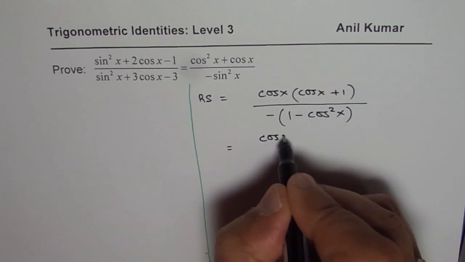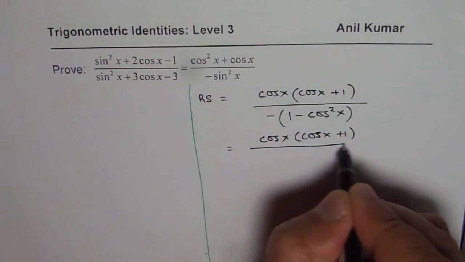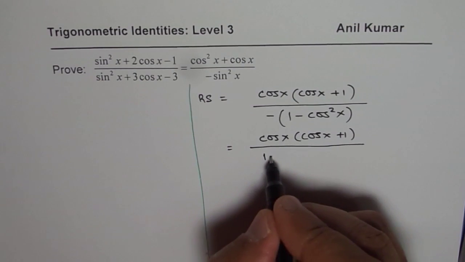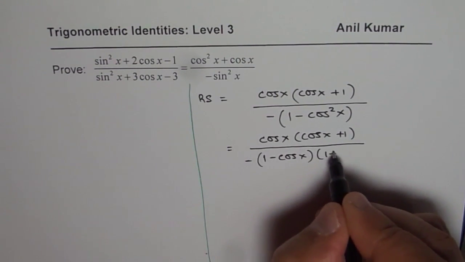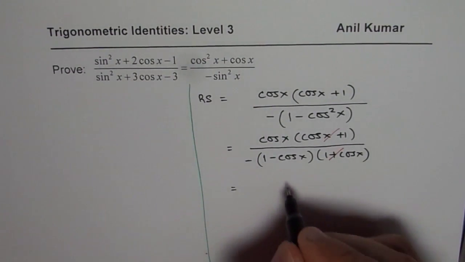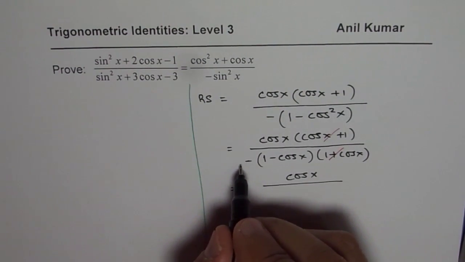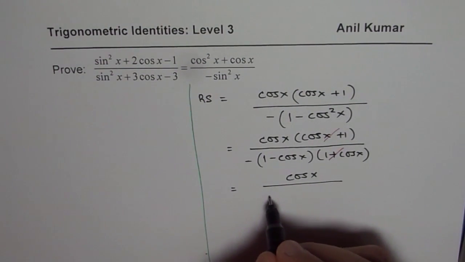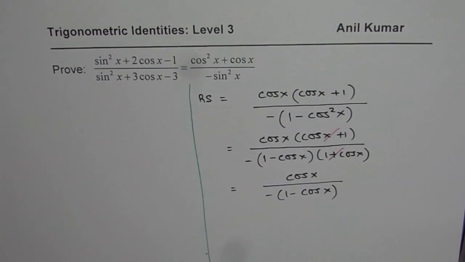So we get cos x times cos x plus 1 in the numerator, and the denominator is 1 minus cos x with a negative sign times 1 plus cos x, right? Now 1 plus cos x and 1 plus cos x cancel out, so you have cos x divided by minus 1 minus cos x, or let's keep it 1 minus cos x for the time being. So that is the simplification of the right side.